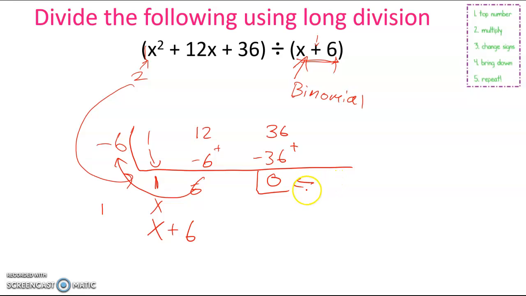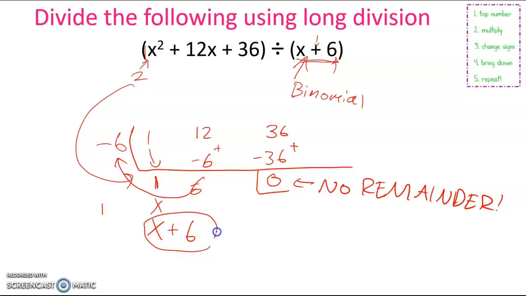Now, with my remainder of 0, that means I don't have a remainder. I have no remainder there. So if I have no remainder, this is my final answer, the x plus 6. I don't have to add anything on to the end, don't have to do anything else. So that's synthetic division.